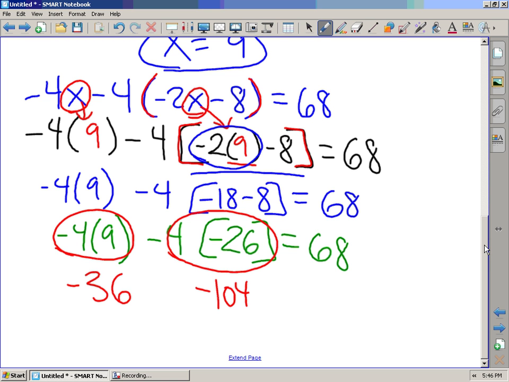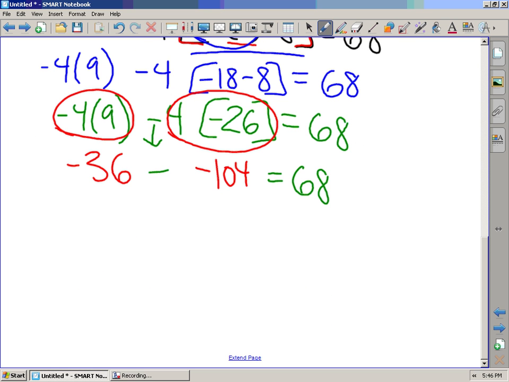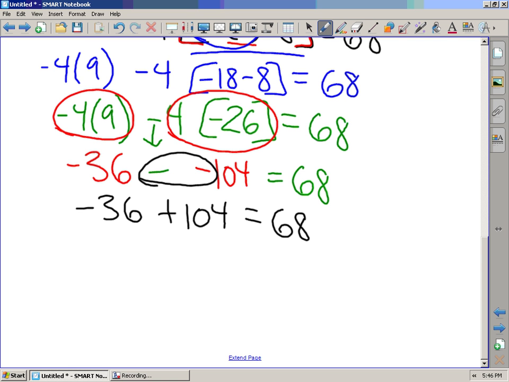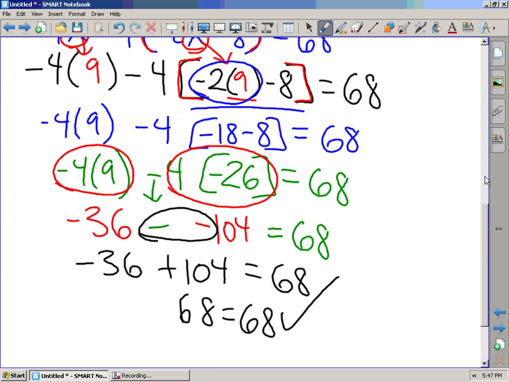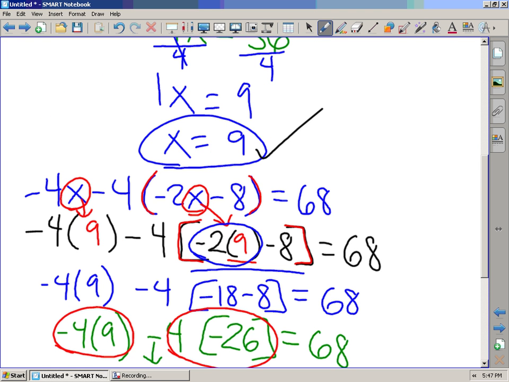And then we carry down the subtraction sign. Subtracting a negative number is the same as adding. And finally, the last step we take is we take 104 and we subtract 36, and we're left with 68. The number 9, plugging that in for x, made the equation true. So we know that x equals 9 is the solution to this equation.